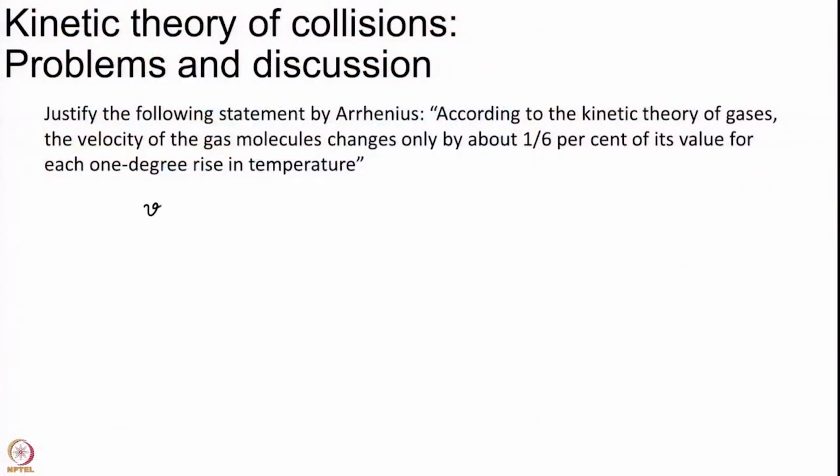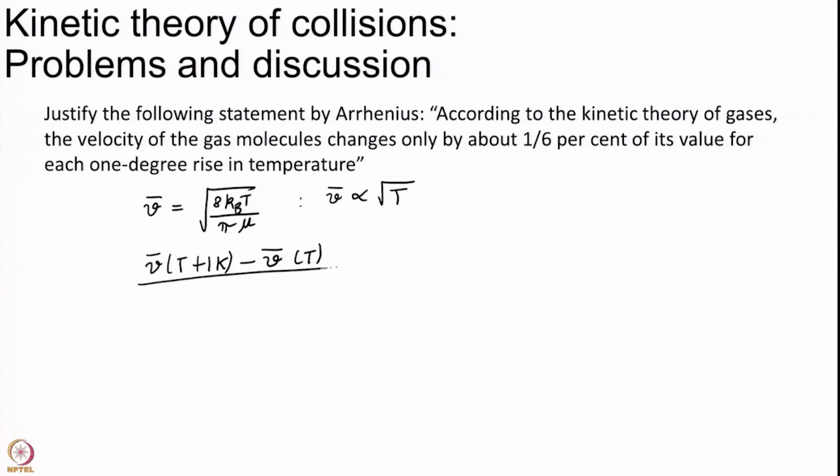and what we have shown is that the average velocity is root 8kT over pi mu. Okay. So, basically velocity is proportional to root T. So, if I change temperature, how much will the average speed change? That is the question, that is what Arrhenius is commenting on. So, what I want to find is nu at T plus 1 Kelvin minus nu at T Kelvin, divided by nu at T, and to convert to percent, into 100. So, this is what I have to find and check whether this is equal to 1 over 6 or not.